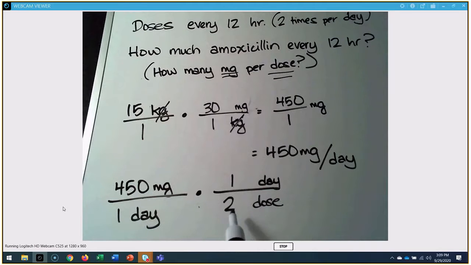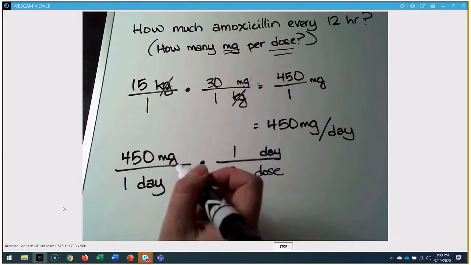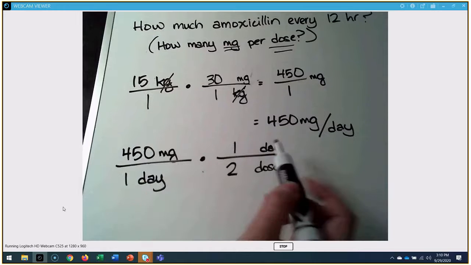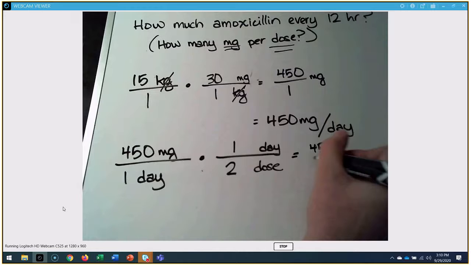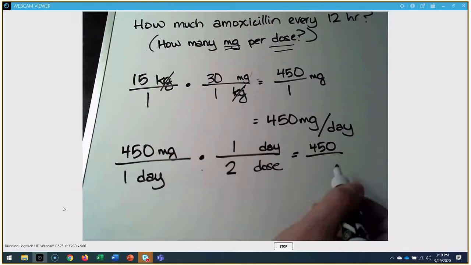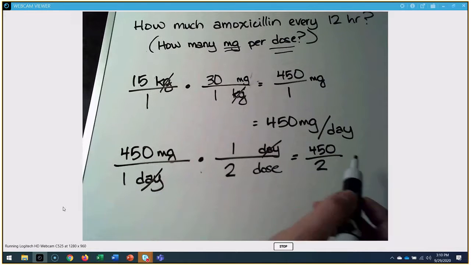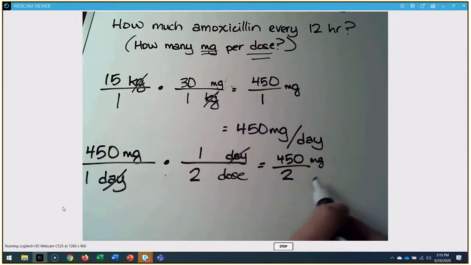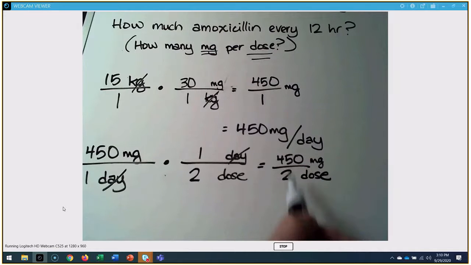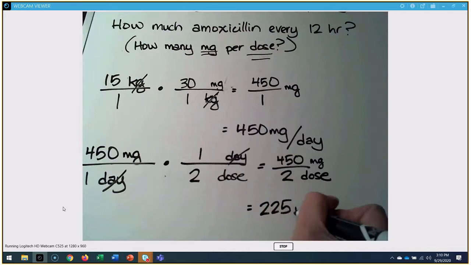So it looks like this, and this is how the math works out. As I said before, we know we have to divide by 2, but this is where the math will work itself out. Taking this straight across, it's 450 times 1, which is 450, and 1 times 2 is 2. My days cancel because they were diagonal, and now I've got this as milligrams per dose. So if I divide that to simplify, it'll come out to be 225 for 1.